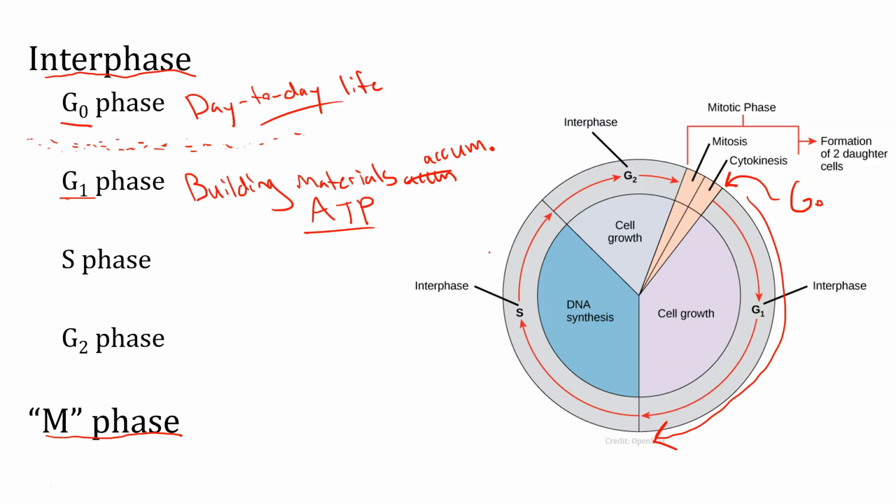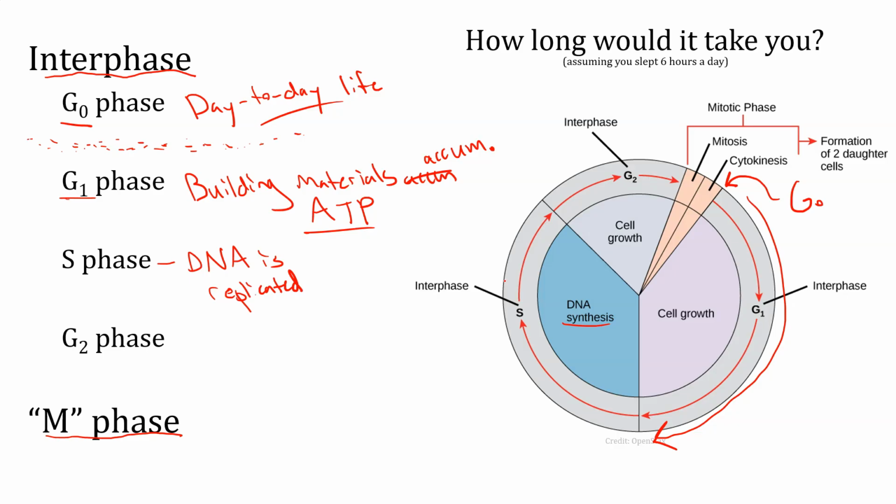As soon as that preliminary gathering of building materials is complete, then the cell will start to photocopy its entire genome. And this is going to occur in what's known as the S phase. So in the S phase, you can say that DNA is replicated. Or, as they put here, DNA is synthesized. New DNA is made. Now, this is a very extraordinary process. Just consider this for a minute.